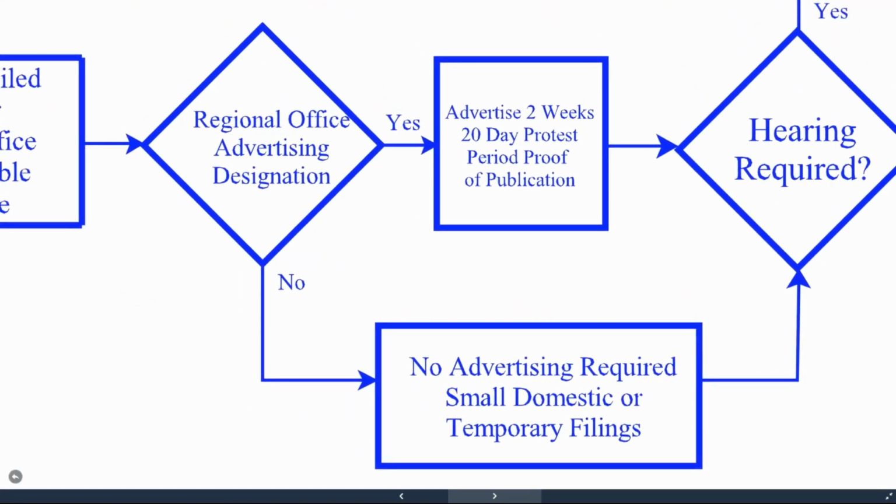After the application is advertised, the protest period has ended, and the proof of publication has been received, the regional engineer will make a preliminary review of the application and all documents and information. This preliminary review would include a policy review, potentially an initial field review, and data collection.